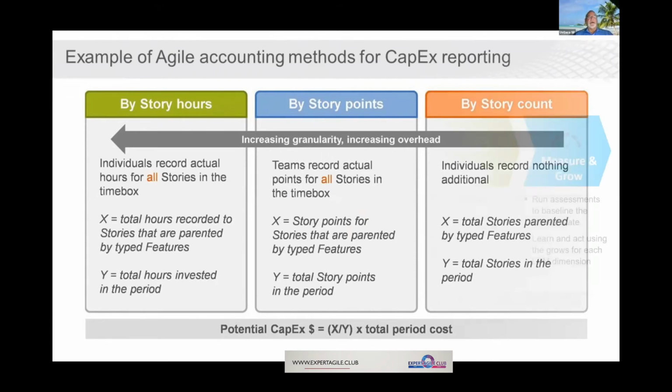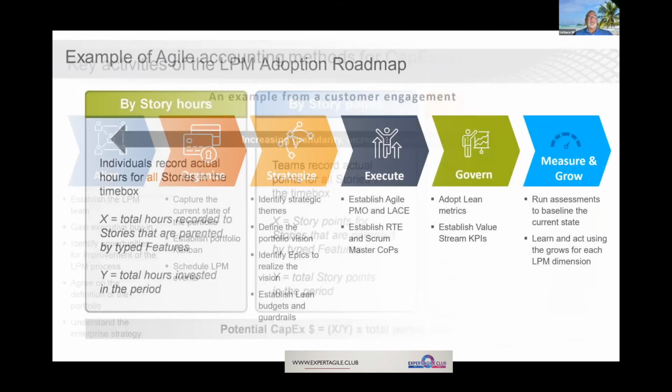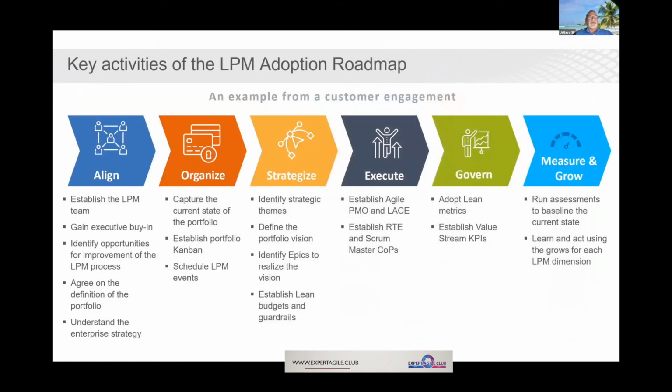So here's a roadmap of a typical adoption. You're going to start out with the alignment: establish the team, gain executive buy-in, identify opportunities. Then you move on to capture the current state, identify your strategic themes, identify your portfolio vision, establish a LACE and PMO, establish a cadence of meetings, adopt your metrics, run assessments, and continue and grow.